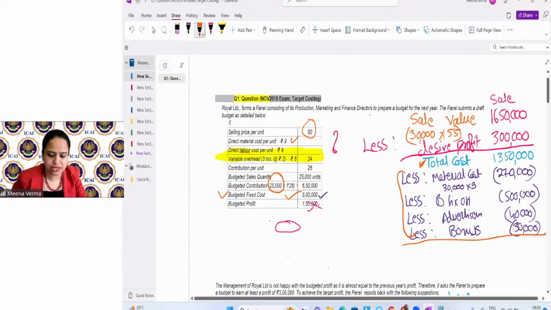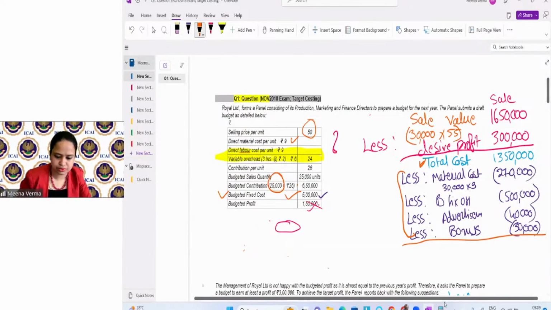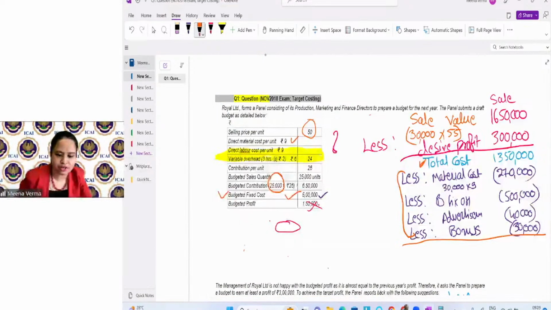Okay, so now let's see what is it coming. So 1650 minus no, 1350 minus 2,70,000 minus 5 lakh minus 40,000 minus 30,000. So you can see 5,10,000 is coming here.